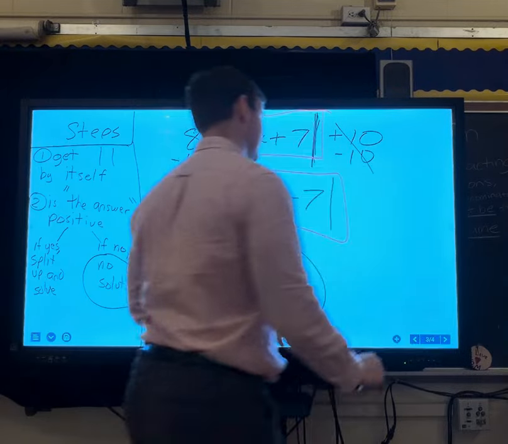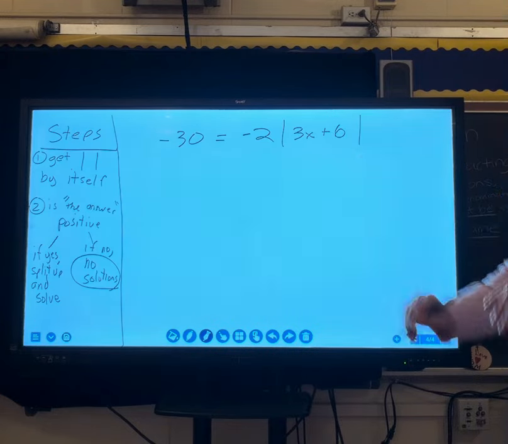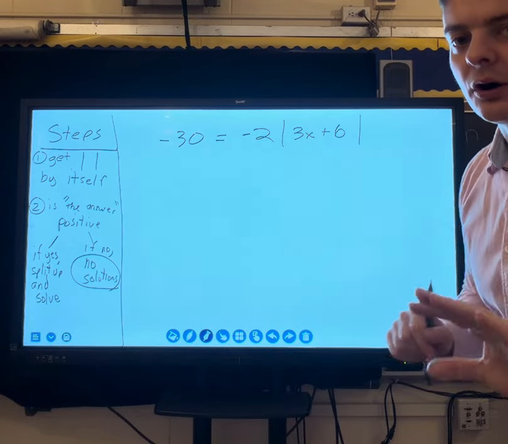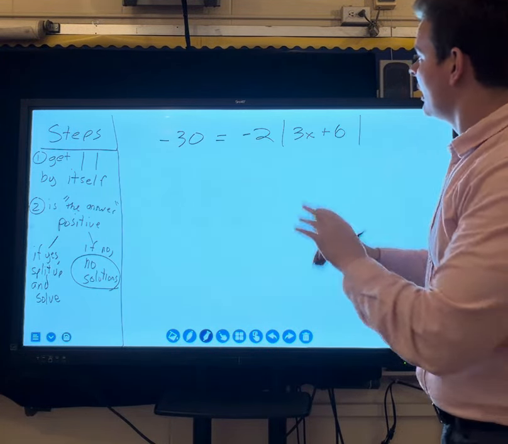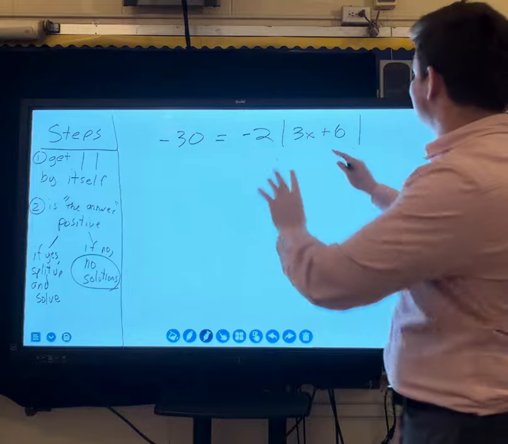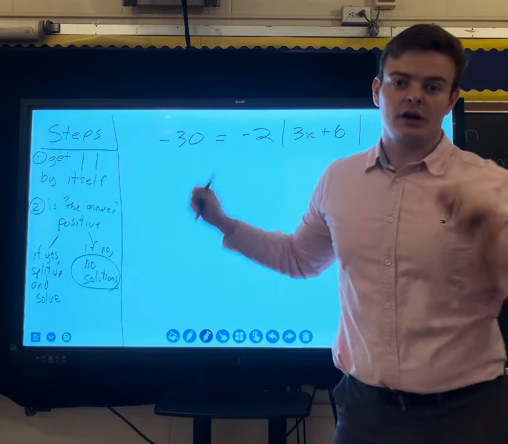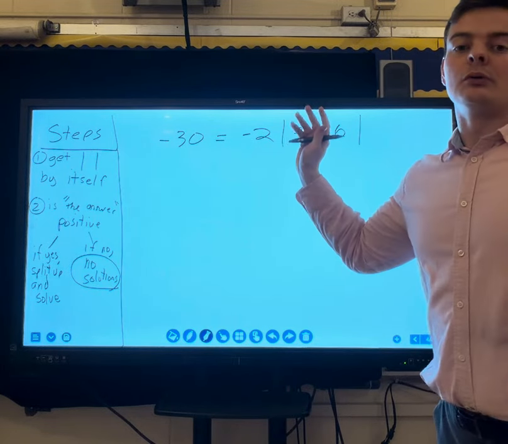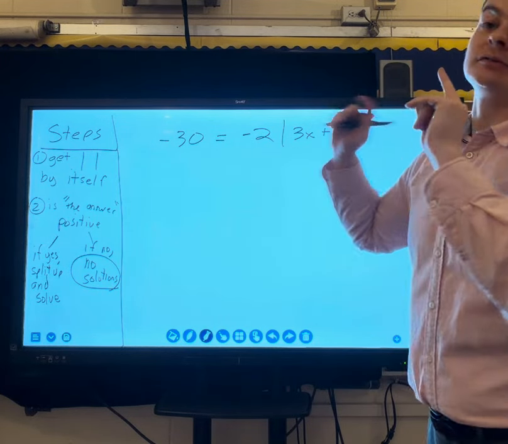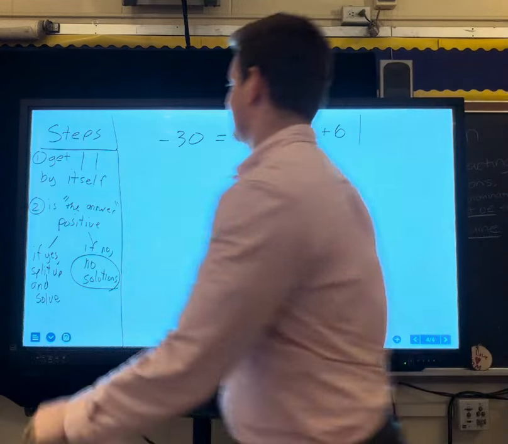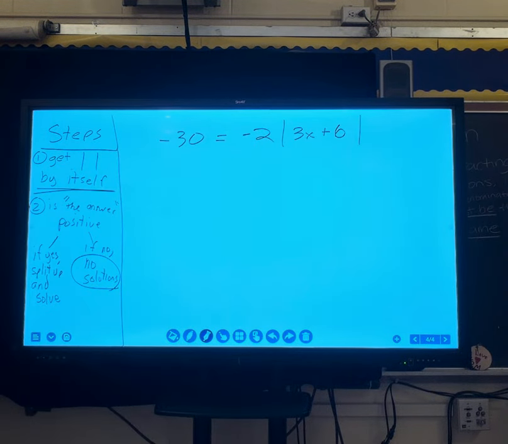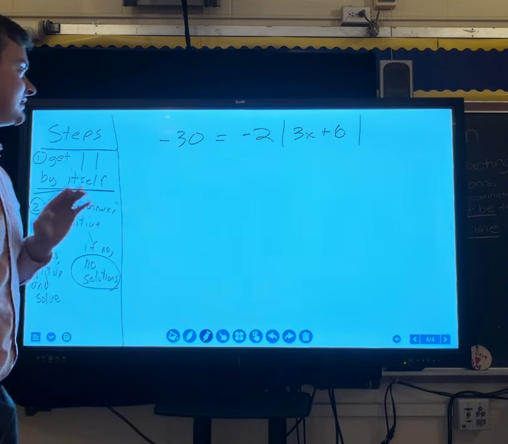Cool, I got one more. This is probably the hardest one the teacher can give you. Immediately, I see that my absolute value is equal to this negative 30 over here. So some of you might be tempted to say, oh, no solutions right away. But remember, that's step 2 for a reason. First, I gotta get it by itself. And you'll see why in 2 seconds.